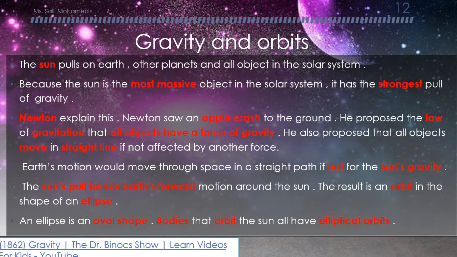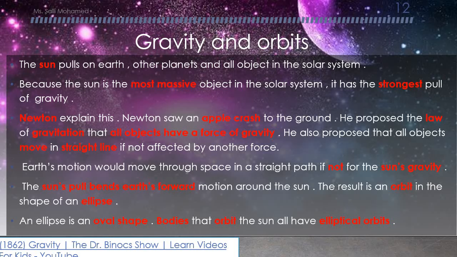Newton explained this. When Newton was sitting under a tree, he saw an apple falling from the tree, and this made him think, why did the apple fall downward and not upward? Then he concluded that there is a law, the law of gravitation, that all objects have a force of gravity. He also proposed that all objects move in a straight line if not affected by another force. So this is Newton's law about gravity.